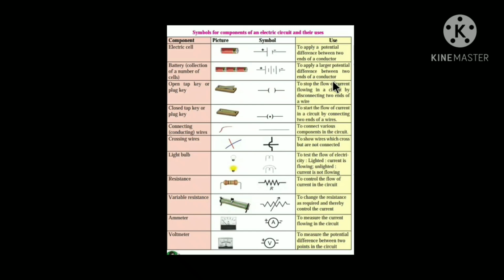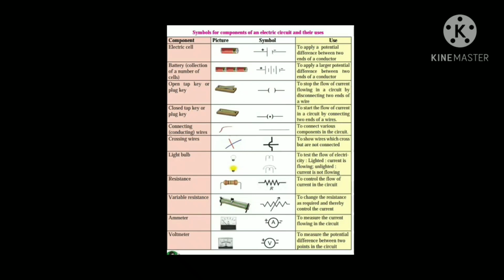Third component, open tap key or plug key. The picture is like this and the symbol is like this. Used to stop the flow of current in a circuit by disconnecting two ends of a wire. Component, closed tap key or plug key. Picture, symbol. Used to start the flow of current in a circuit by connecting two ends of a wire.